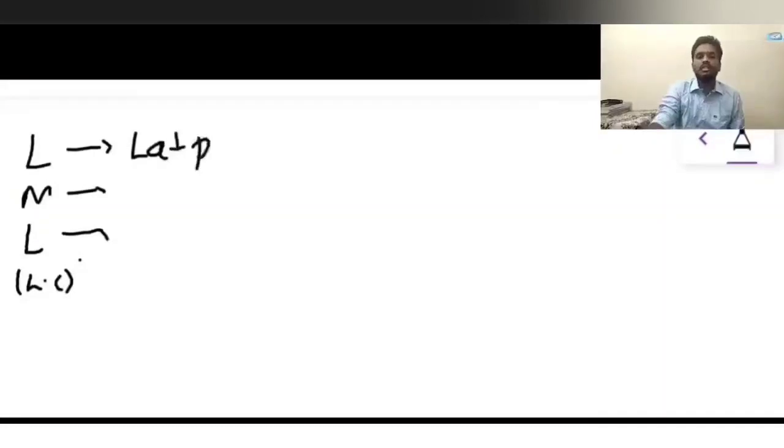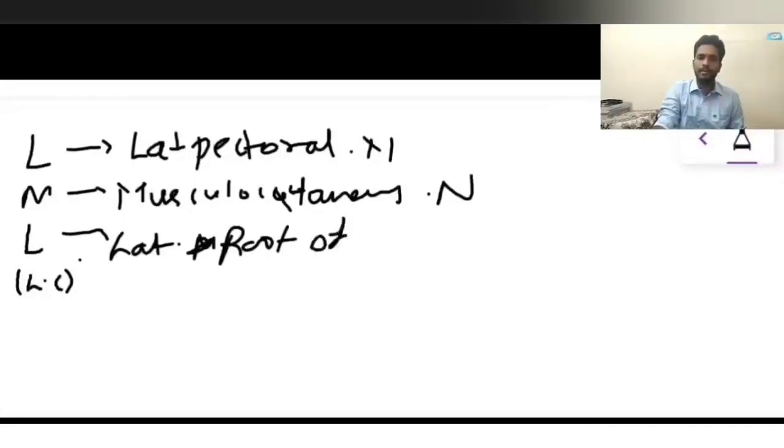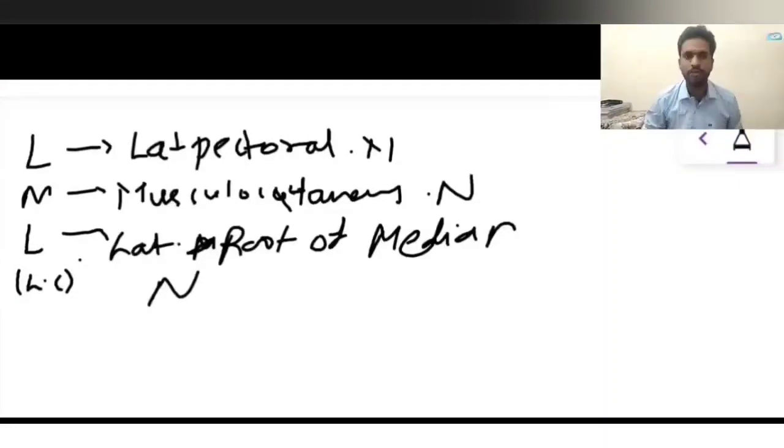This first L is lateral pectoral nerve. What is this M? M is the very famous nerve of the upper limb, musculocutaneous nerve. And the last L is lateral root of median nerve. So this was LML of the lateral cord.